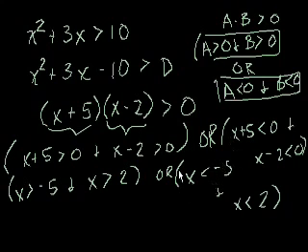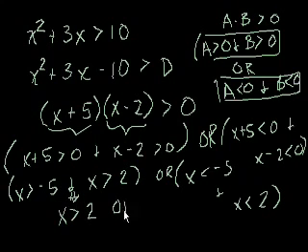Now we can actually simplify this, because here we say that x is greater than negative 5 and x is greater than 2. So in order for x to be greater than negative 5 and for x to be greater than 2, this could just simplify as saying, well, x is just greater than 2, right? Because if x is greater than 2, it's definitely greater than negative 5. So it just simplifies to this, right?